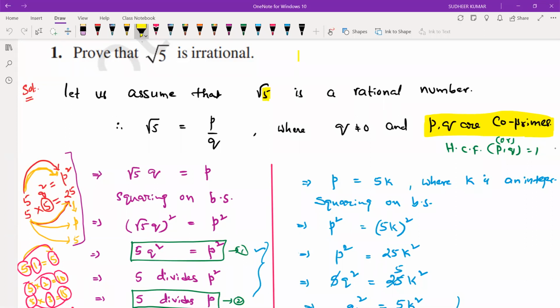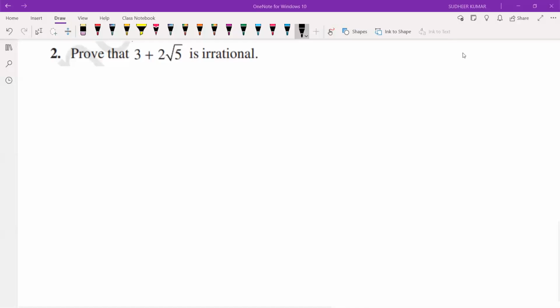Is it clear? So I hope you can complete these types of questions. The homework is that you should prove that root 2, root 3, root 7 are irrational numbers using the same model. Two marks question, we can directly proceed.